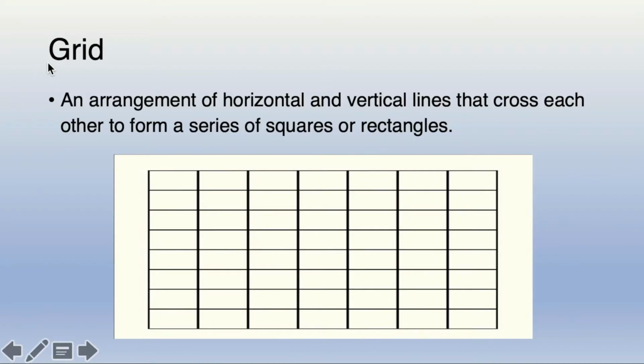Now, what is a grid? So, an arrangement of horizontal and vertical lines that cross each other to form a series of squares or rectangles is known as a grid. So, over here we have horizontal lines and we have vertical lines, and they are crossing each other and forming rectangles in rows and in columns. Series means they are lying one after the other.